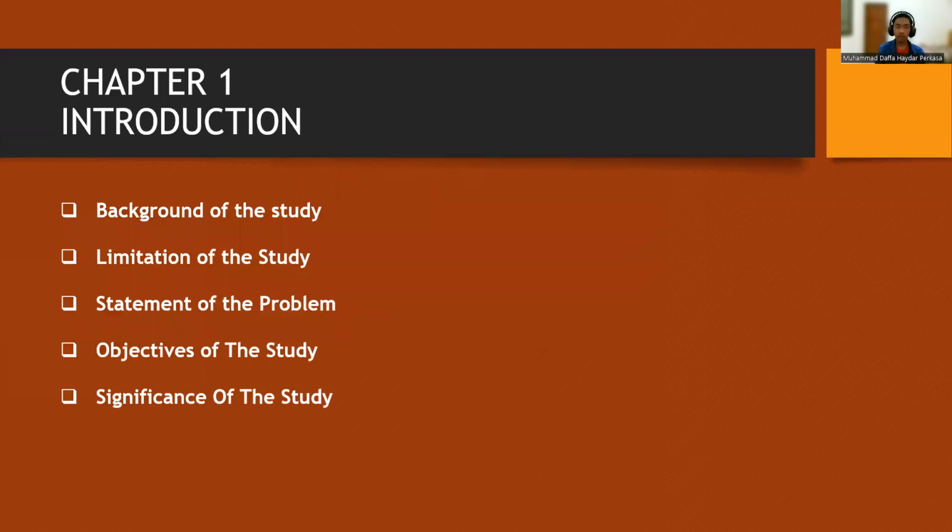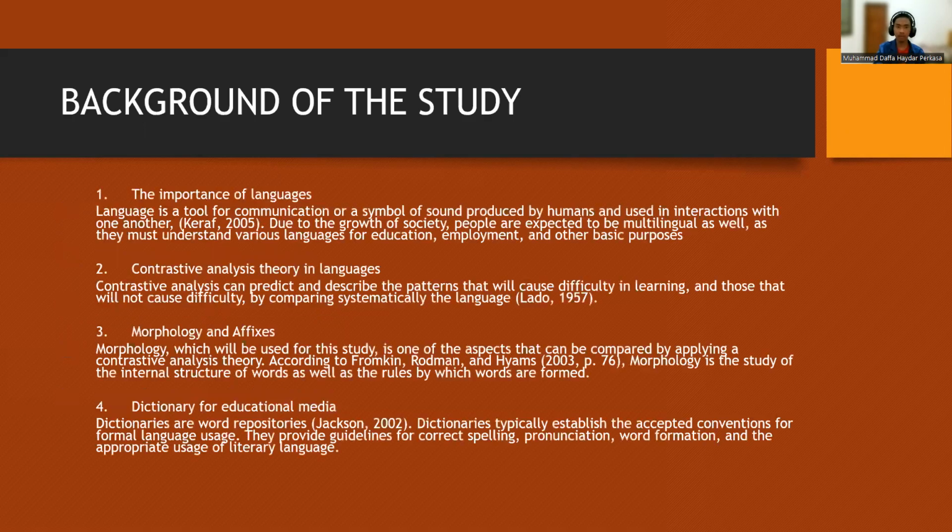Introduction. There are 5 parts here in the introduction: background of the study, limitation of the study, statement of the problem, objective of the study, and significance of the study. There are 4 main points in the background of the study. The first is the importance of languages. Language is very important due to the growth of society. People are expected to be multilingual as they must understand various languages for education, employment, and other basic purposes.